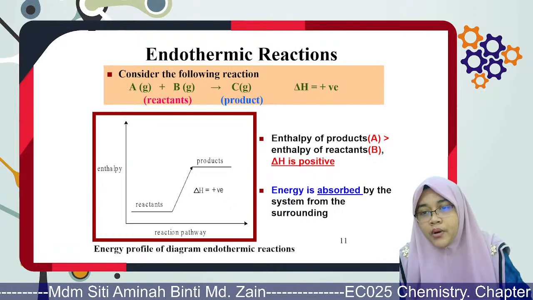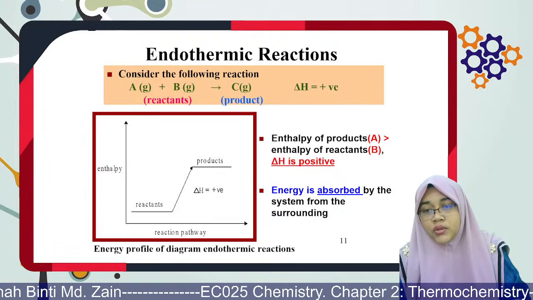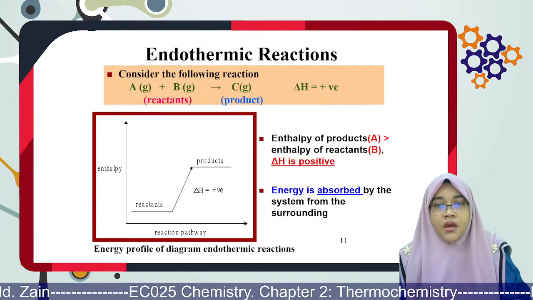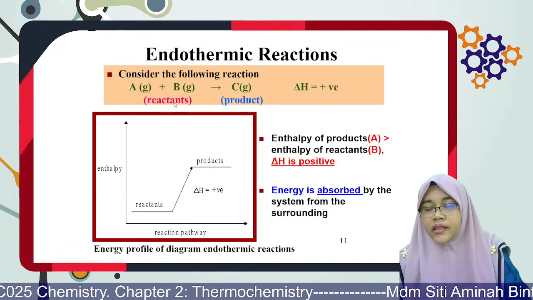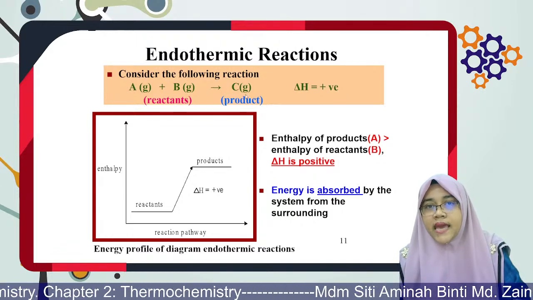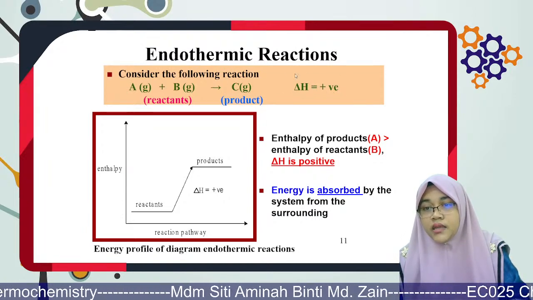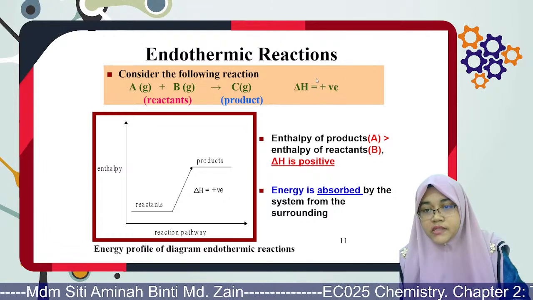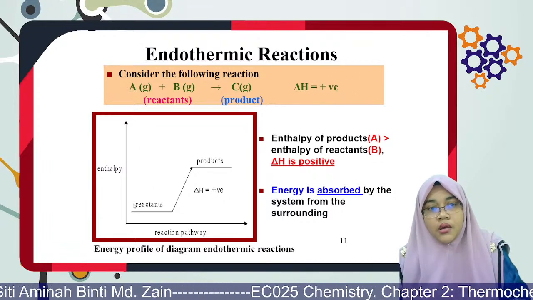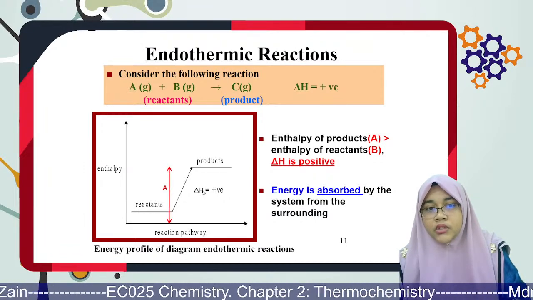So this is an example of an energy profile diagram for endothermic reactions. What you can see here, we have A and B as our reactants and they want to form C as our product. The enthalpy change is positive, so it is recognized as an endothermic process. Reactants have lower enthalpy compared to the product.